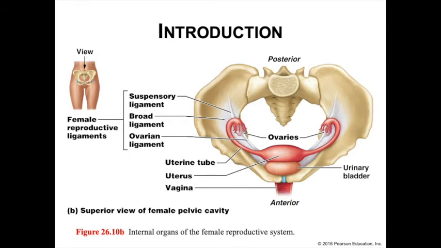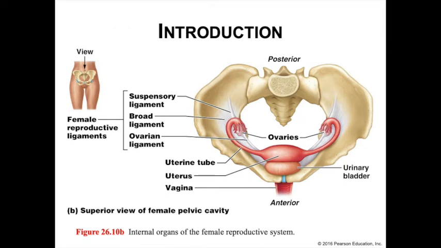When we look at some of these ligaments, we have suspensory ligaments, broad ligaments, and ovarian ligaments. There's a ton of different ligaments supporting this entire female reproductive system, mainly because we need areas that hold the ovaries up, support for the fallopian tubes, and support for the actual uterus itself. So it's a little bit more spread out than the male reproductive system.